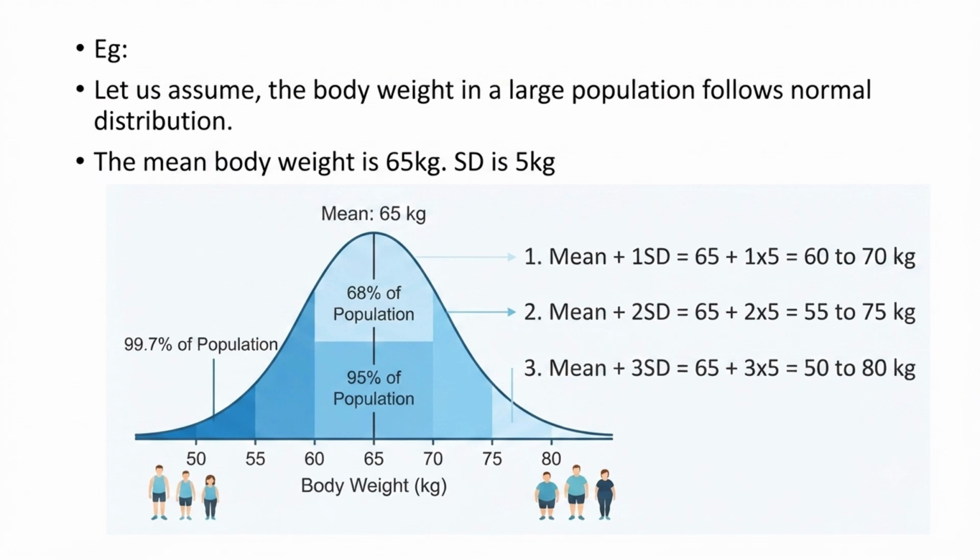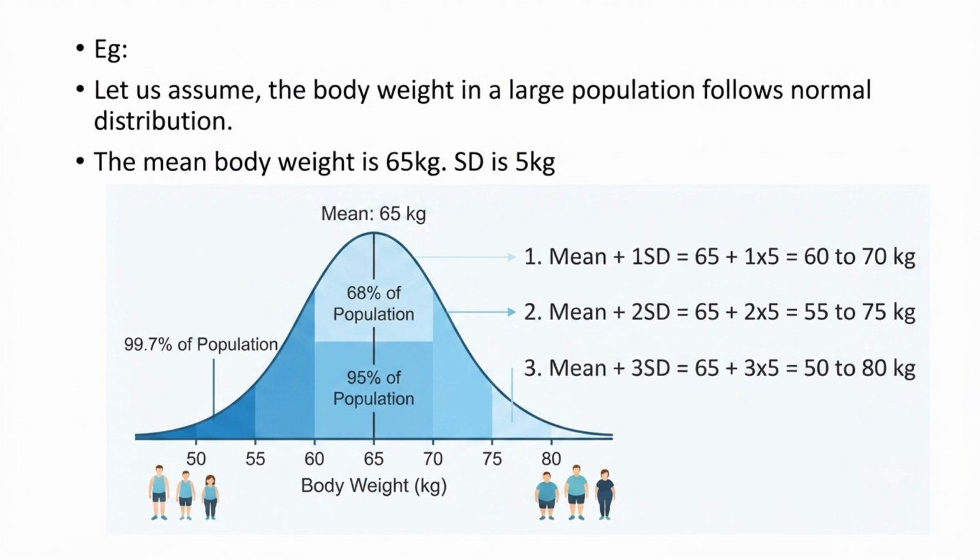And in the same way we can calculate for the 3 standard deviation also. So mean plus or minus 3 standard deviation is equal to 65 plus 3 into 5. So this is 15. So 65 plus 15 and minus 15. So that is nothing but 50 to 80 kgs body weight. So what does it mean?